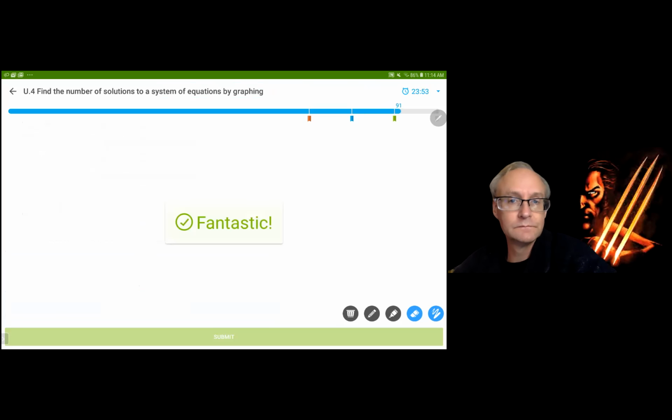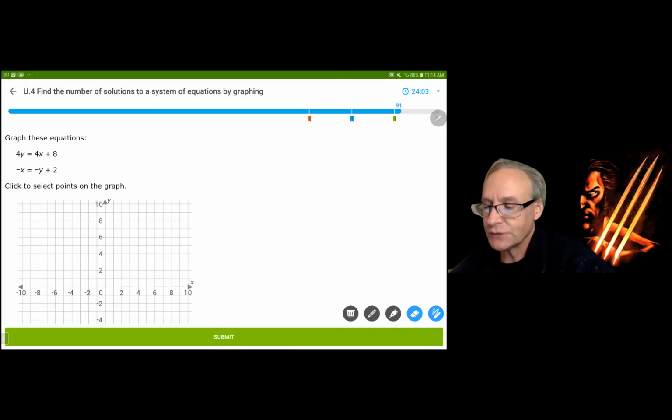Okay, we've got a weird kind of situation in this one. This very first one isn't in standard form. It's not really in slope-intercept form. I am going to divide all the terms by 4. Rather than thinking of it as dividing both sides by 4, I prefer to divide all the terms by 4.